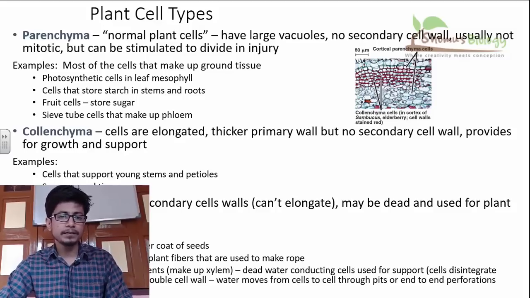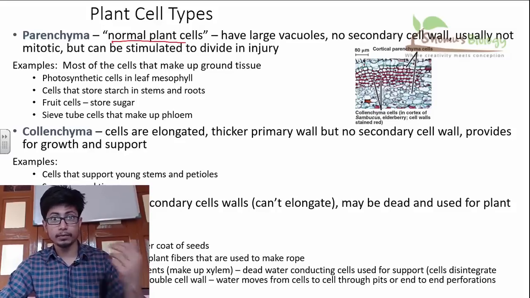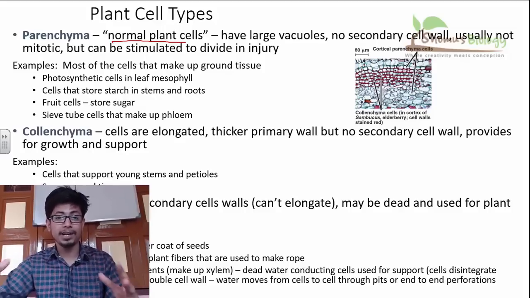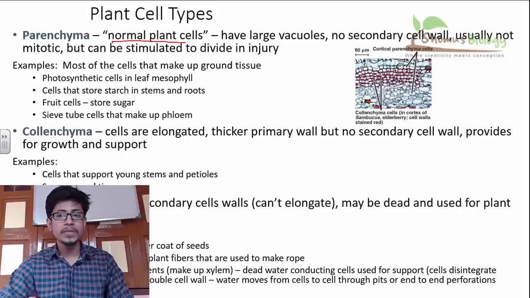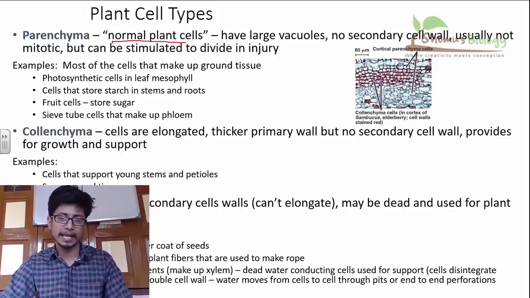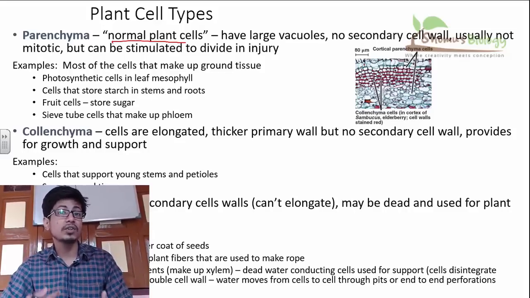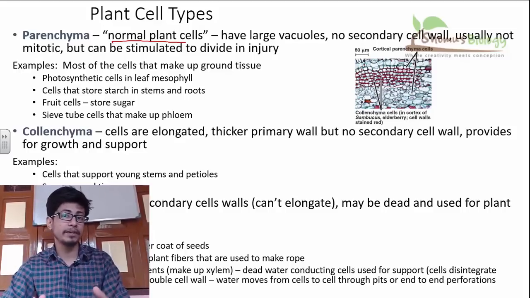So parenchyma is the first type, and it is called the normal plant cell. It has large vacuoles, which we already saw in the earlier video, no secondary cell wall, and is usually not mitotic in nature, but it can divide when stimulated by any sort of injury to the plant. So if you injure a plant, these parenchymal cells may divide after that stress response. There's a signaling pathway going on inside the plant while the stress response is occurring, and that stress response helps parenchymal cells divide, acting as a stimulus to divide.